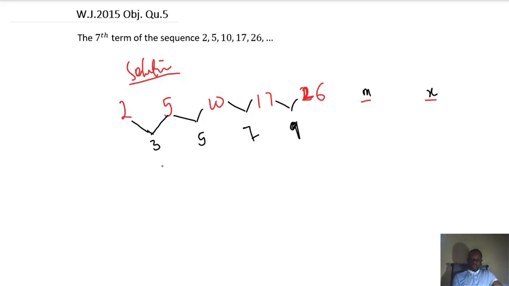And when you check the differences, we can see that the differences are increasing by 2 each time. So this means that if we know the sixth term, the difference between the fifth term and the sixth term will be 11. The same thing if we know the seventh term, the difference between the seventh term and the sixth term will be 13.